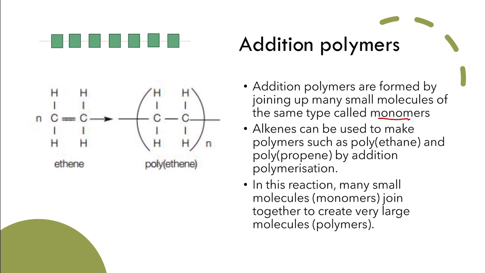To draw the structure of the polymer from the monomer, what you need to do is to remove the double bond from the alkene and replace it with a single bond, and then add extra single bonds to both sides of the carbon atoms, and then you add the brackets and the letter n, which refers to the number of monomers that are added together. So ethene will give you polyethene, propene will give you polypropene, and so on.